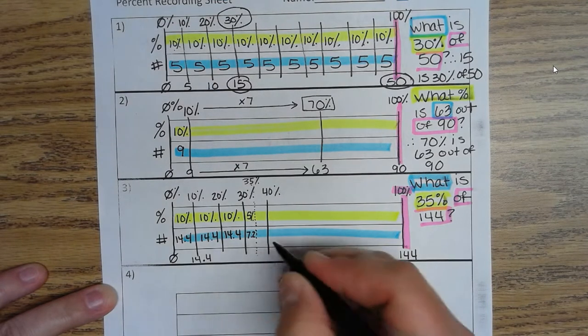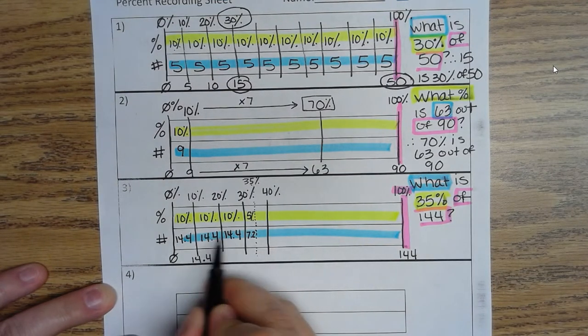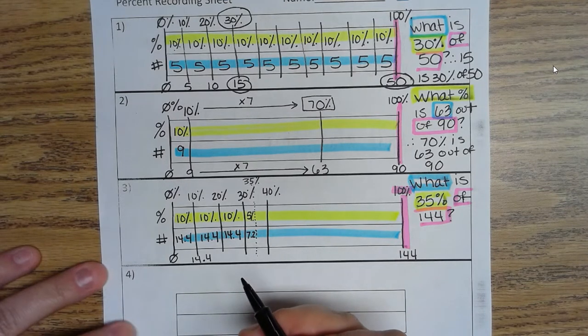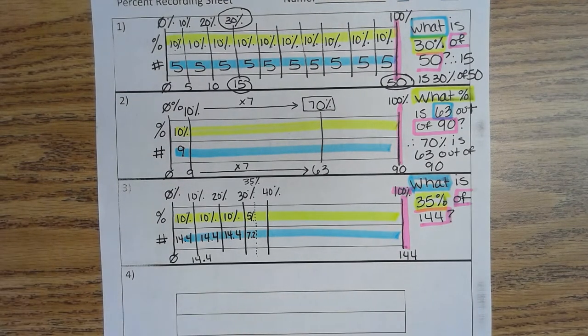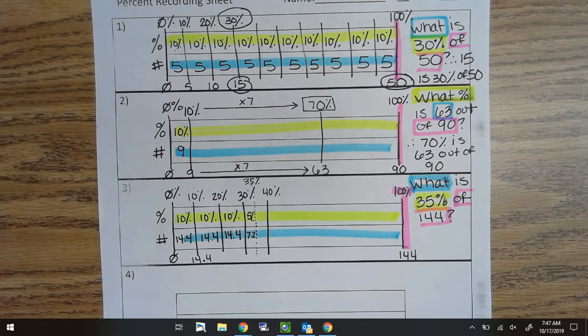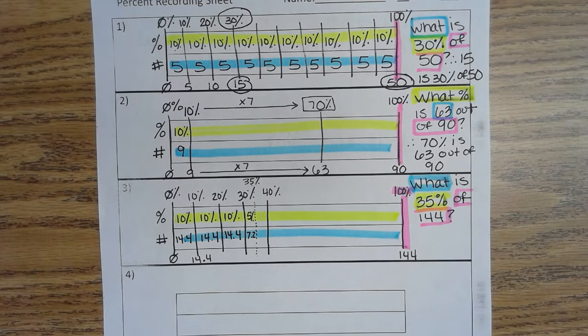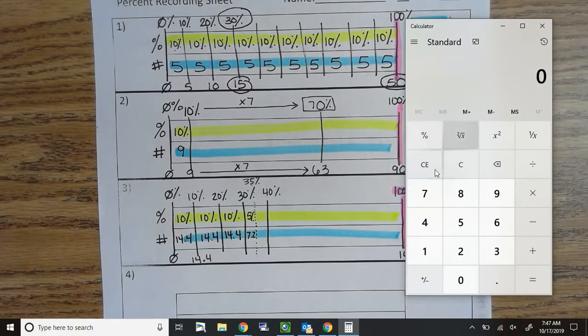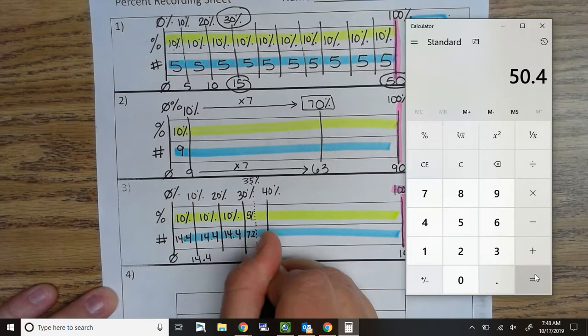Now I can put all of that together. I can add them or I can multiply them. I'm just going to give it a quick add. I'm going to pull up my calculator because that's what good mathematicians do. They use their resources. 14.4 plus 14.4 plus 14.4 plus 7.2. There's a couple different ways I could do that, and I get 50.4.